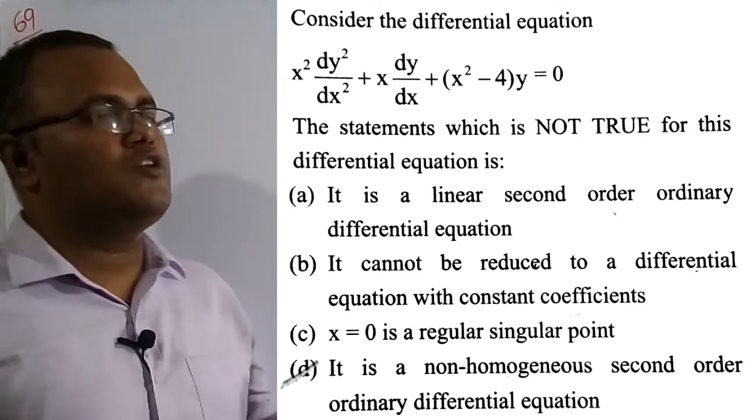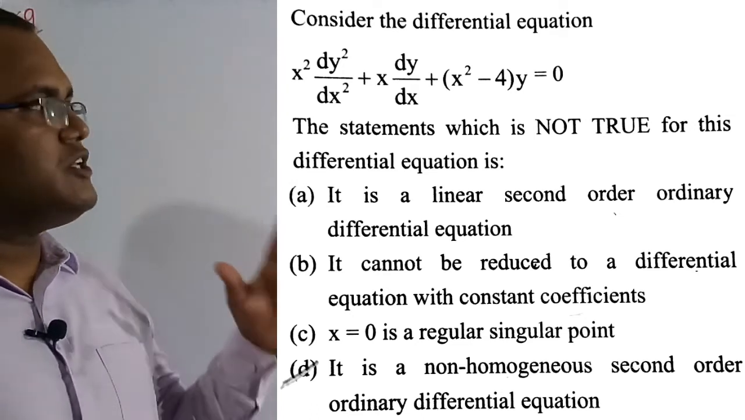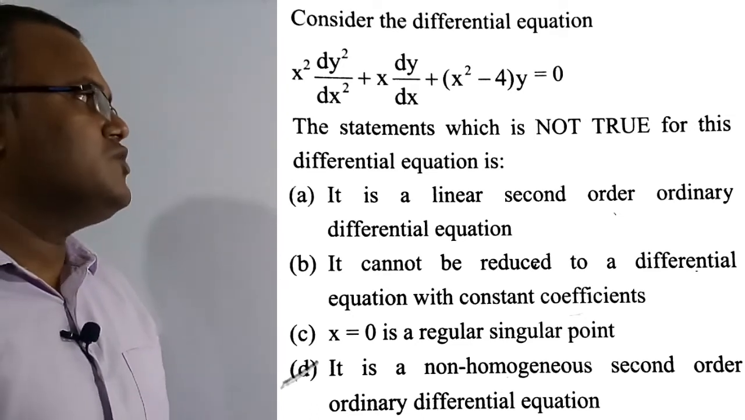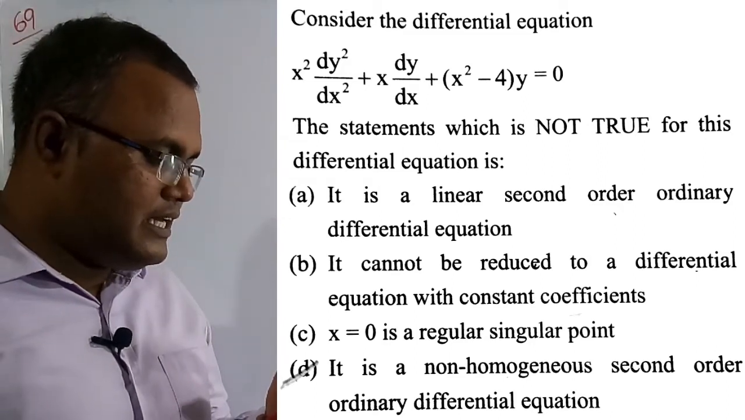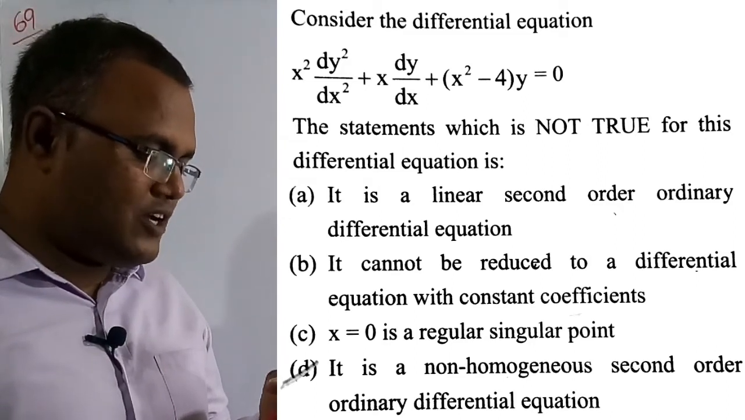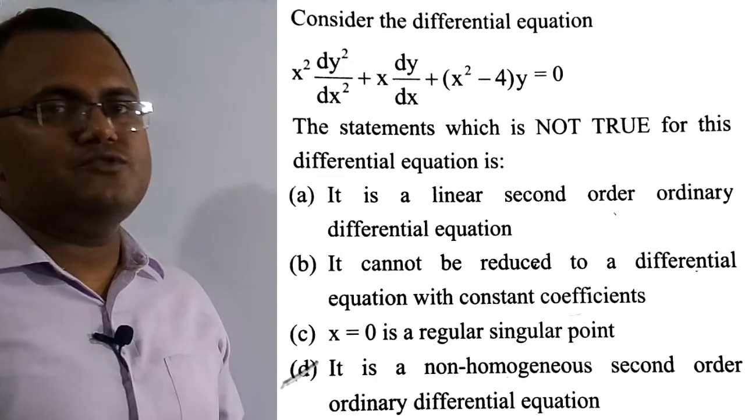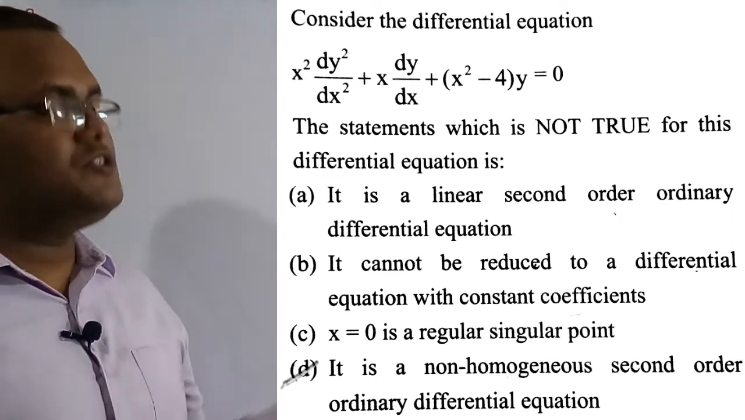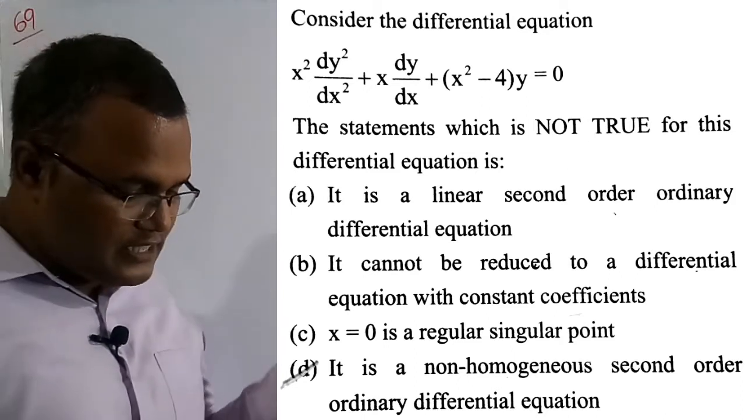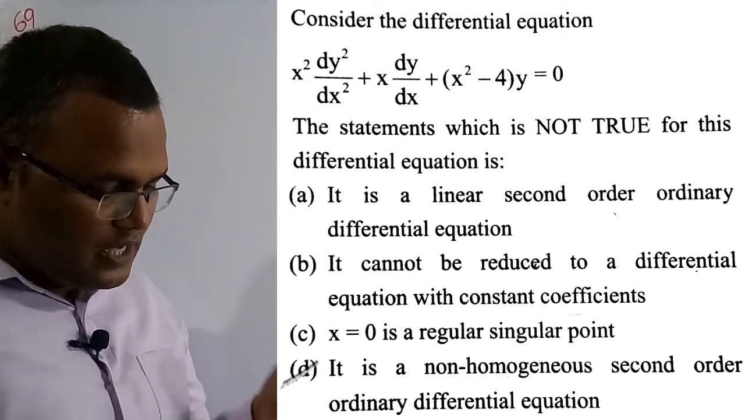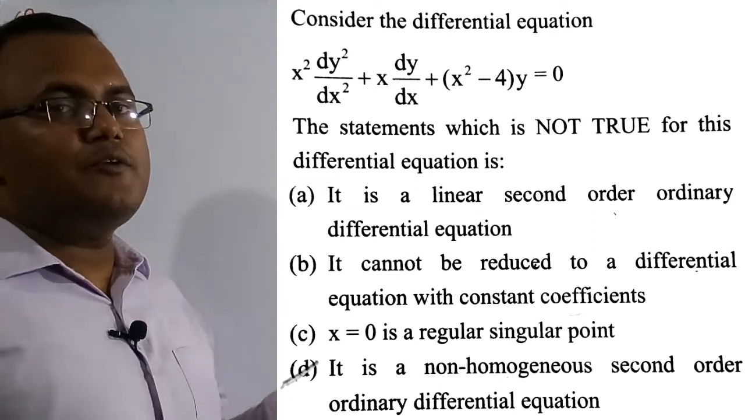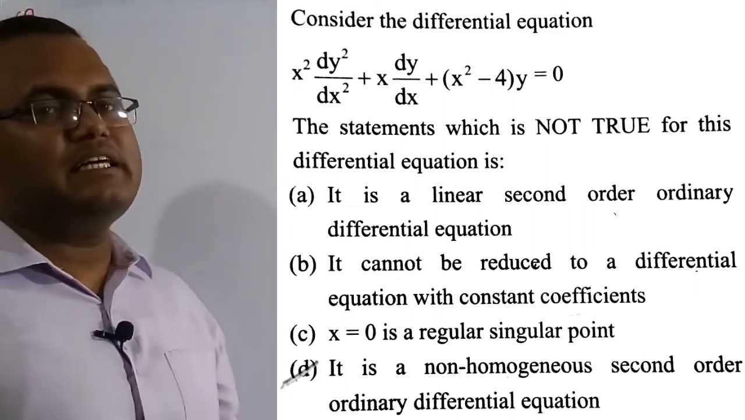So they are given 4 options. Out of these 4 options, we need to figure out which is not the true solution of this differential equation. Option D says it is a non-homogeneous second order ordinary differential equation. But you can see clearly the input is equal to 0, so it is a homogeneous second order ordinary differential equation. But in the option they have given non-homogeneous, so option D is incorrect.